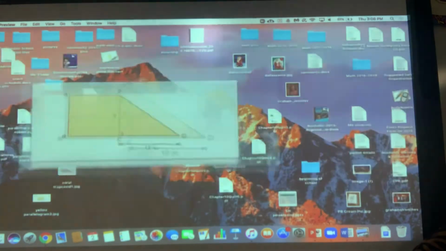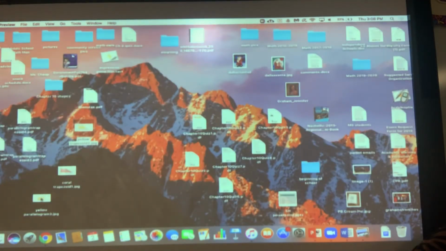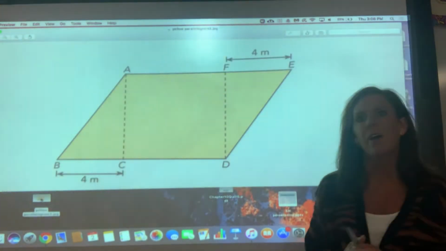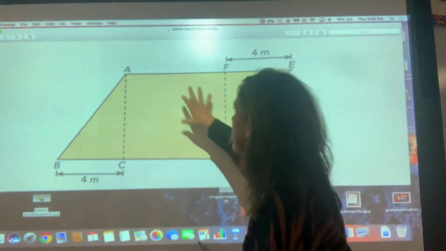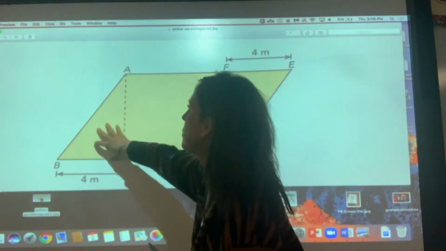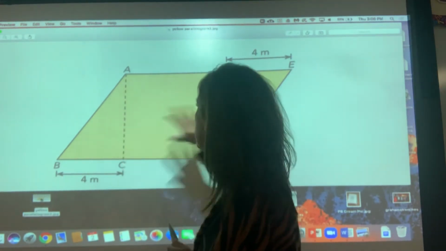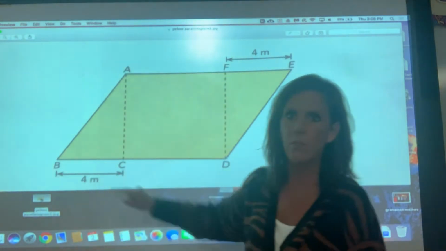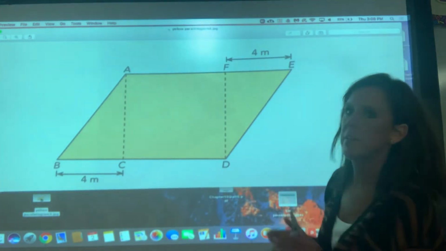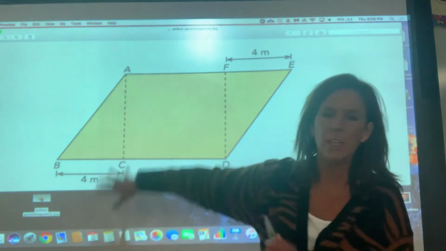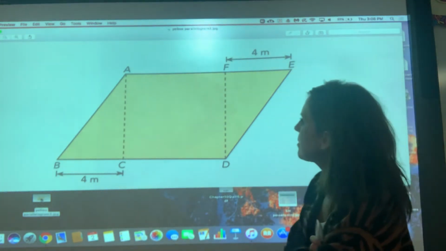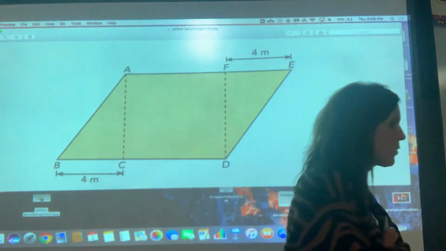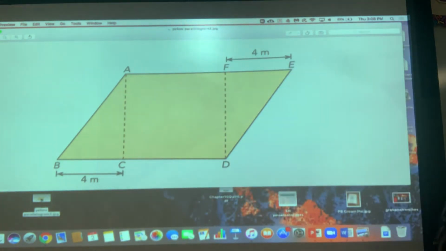Okay, here we're going to have a parallelogram, but we don't have the information needed to use the parallelogram formula, so it has been split into a square and two triangles. We're given 4 meters there, and we're given 4 meters there. Then I'm going to tell you the area of the square in the middle is 36 meters squared.